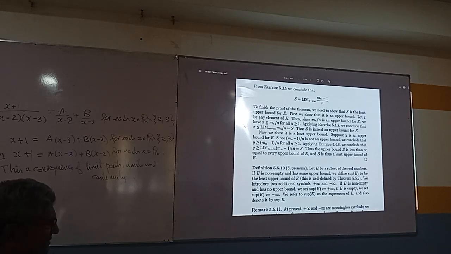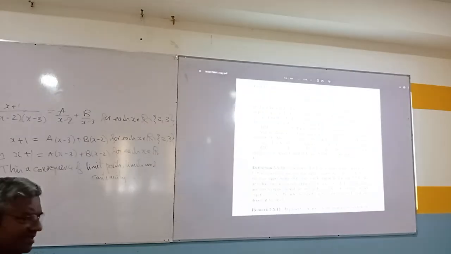If E is empty, we set sup E to be minus infinity. Do you understand why? Yeah, then the upper bound can be anything from minus infinity to plus infinity. That's the reason. The least one must be minus infinity.